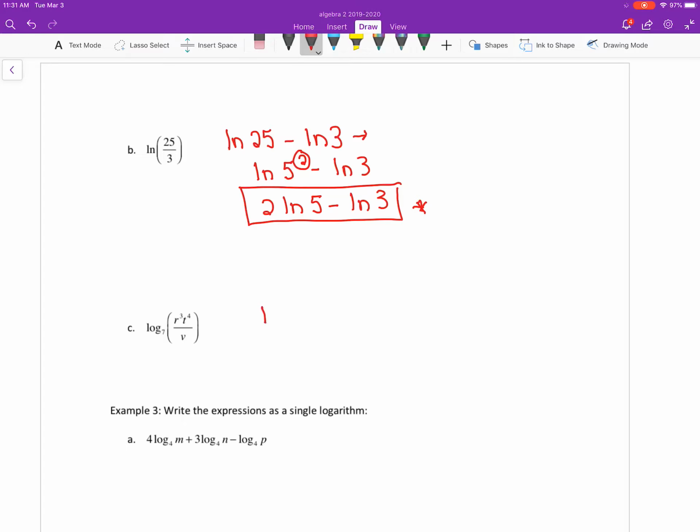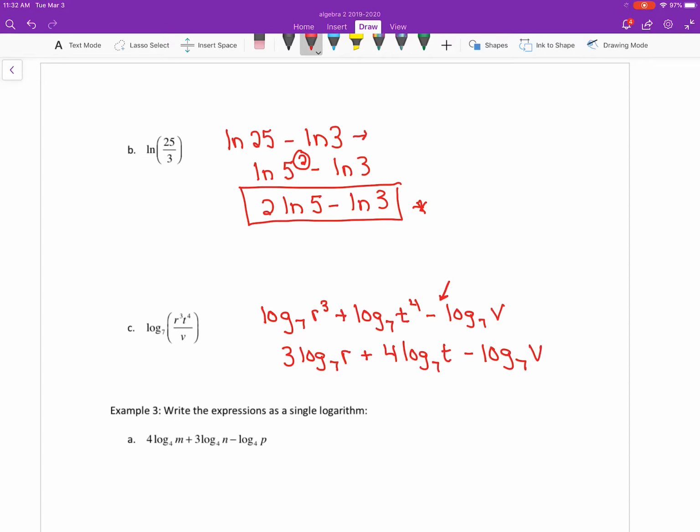This last one, we have three properties. So log base 7 of r cubed plus log base 7 of t to the 4th. Then I'm going to say minus log base 7 of v, because this is being divided, so we have to subtract. Then bring all your exponents to the front. 3 log base 7 of r plus 4 log base 7 of t minus log base 7 of v. Okay, and that's as simplified as you can get.